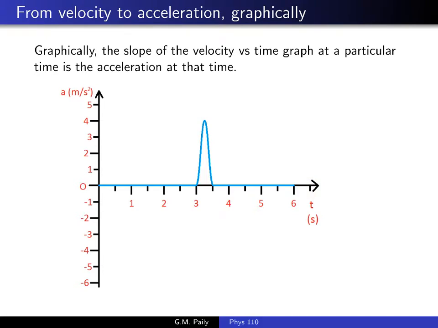This makes sense because initially the velocity was constant, and then when the velocity increased or became less negative, the acceleration was positive, and then when the velocity was constant again, the acceleration was 0.